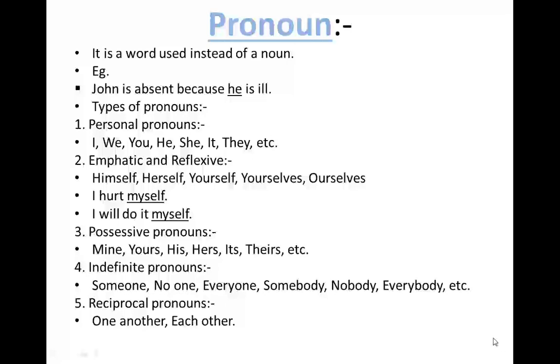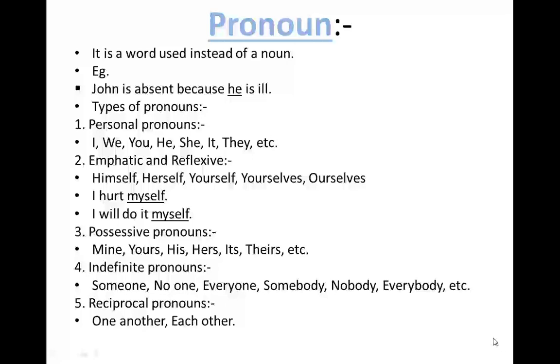Emphatic and reflexive pronouns. Do you remember studying them in your 7th grade? Emphatic and reflexive pronouns are the pronouns that have self or selves with them. Obviously, with plurals we will use selves, and with singulars we will use self. Both emphatic and reflexive have the same words. For example, himself, herself, yourself, yourselves, ourselves, etc. But their use will be different. How are you going to differentiate between emphatic and reflexive pronoun?